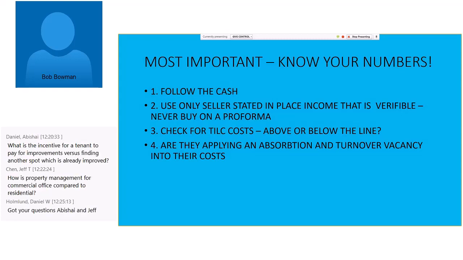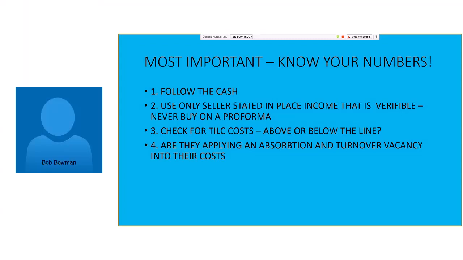Not what we're supposed to have, not what the broker says, that if we do this, this is what it's going to be. Because the value of any piece of real estate is only worth the cash that it produces today. It's only based on the revenue that it is doing today, not what the seller hoped it would do, or if you put all this money in there, this is where you can move all the rents. No, it's only worth what I call stated in-place income. It's only worth the income it produces today. So use only seller stated income that's verifiable.